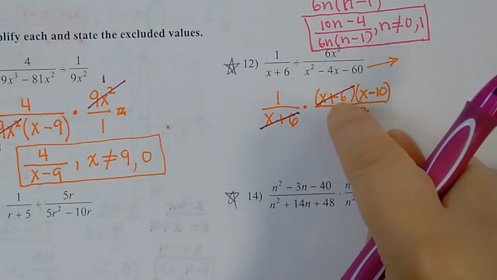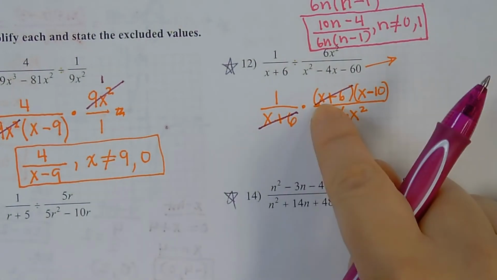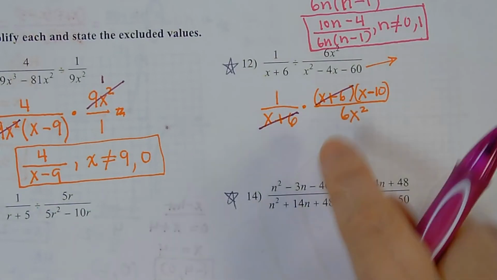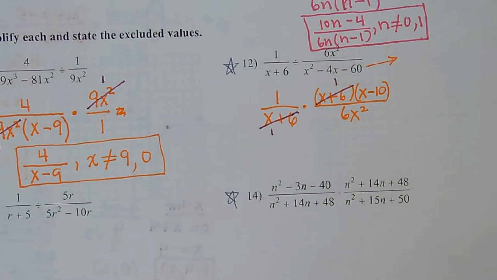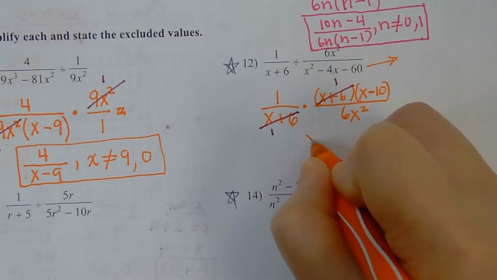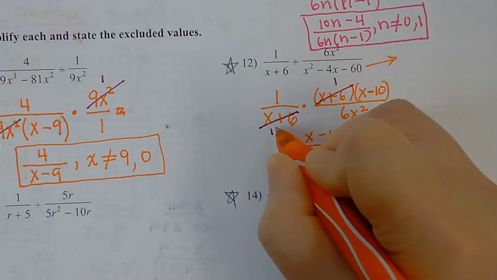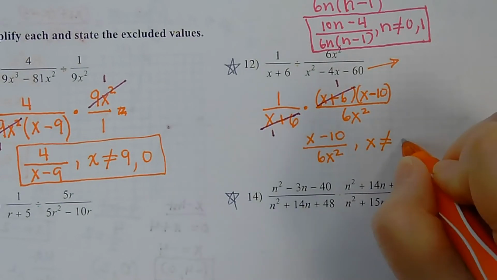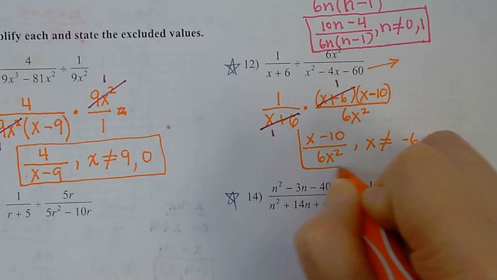And you have to cancel out all of x plus 6 and all of x plus 6. Because this is not just x, it's x plus 6. So whatever x is plus 6, right? And so we can cancel those out. Those just become 1s. And then what do we have left? Just x minus 10 over, that's just 1, so it's just 6x squared. And what can x not be? X cannot be -6 or 0. Make sure you don't just look at your simplified version there.